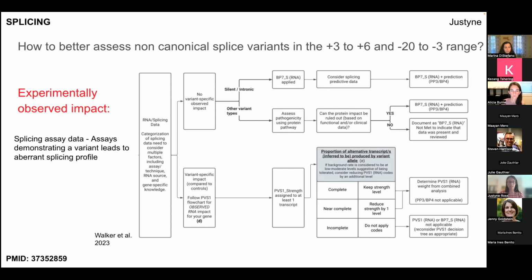that you would use if you were looking at a canonical plus or minus 1 or 2 splice site, where you determine your strength of PVS1 based on if it's creating an in-frame or out-of-frame deletion, if it leads to nonsense mediated decay, etc. So you determine that strength from your normal PVS1 flowchart, and then consider what proportion of alternative transcripts are being produced by the variant allele and adjust your strength accordingly to reach your final PVS1 RNA criteria strength. And in this case, it's recommended that you use only the experimentally observed impact if you're using the PVS1 criteria, and you would not add to that the predicted impact. I believe that is my last slide.